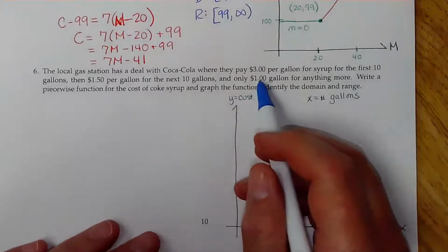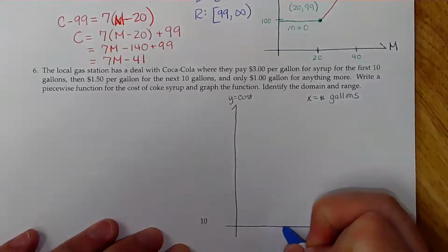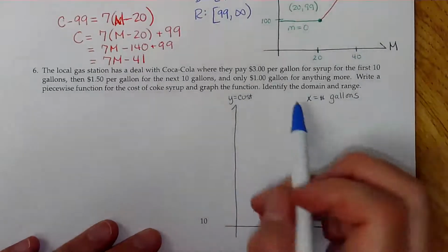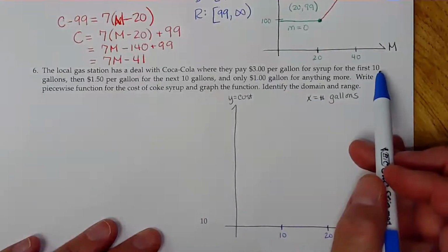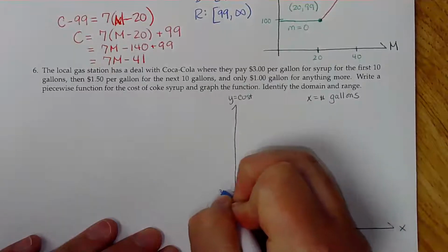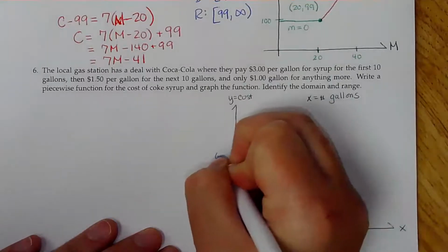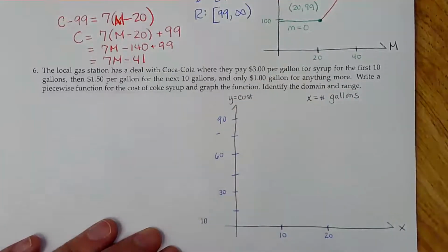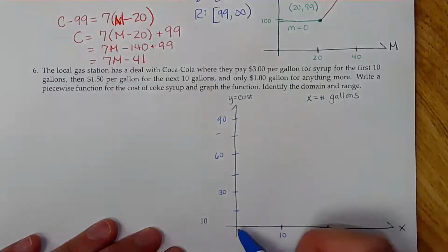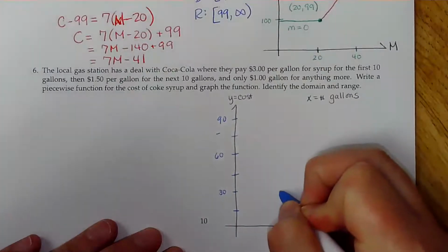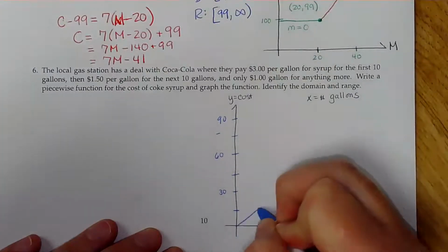All right, so let's take a look at this. It is $3 per gallon for the first 10. Let's put a 10 on here. And then we know we're going to look at 10 more, so we'll make this a 20. And 3 times 10 is 30. And these ones are cheaper, so maybe if we go 15, 30, 45, 60, 75, 90. Put some marks on there. All right, so this first one we're doing $3 per gallon, so that is going to look like this.